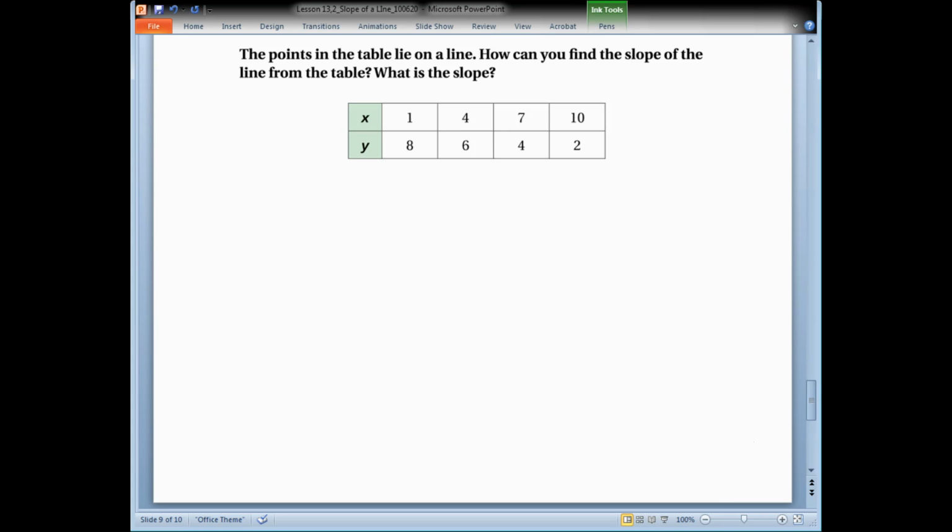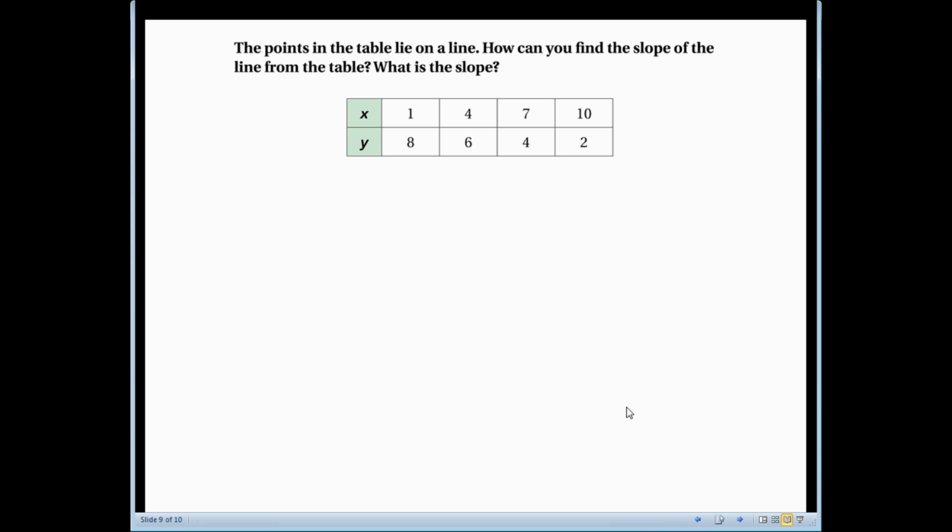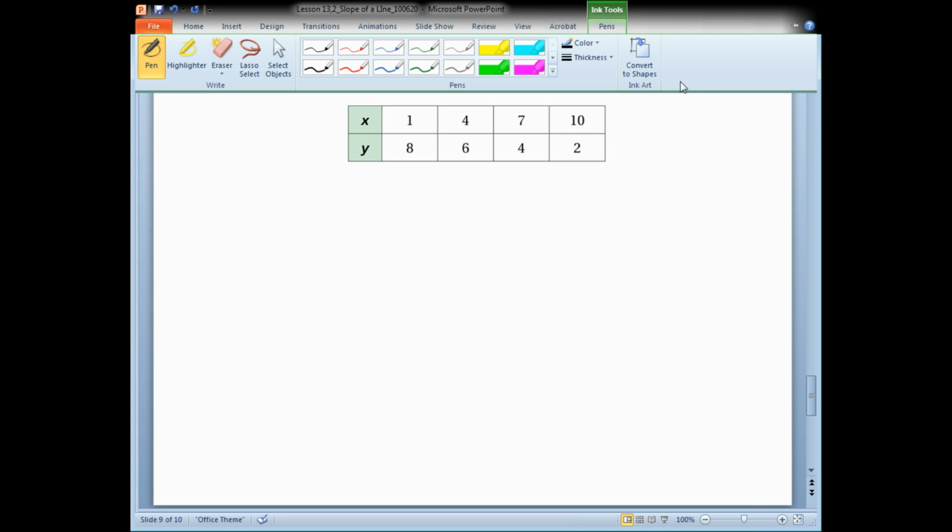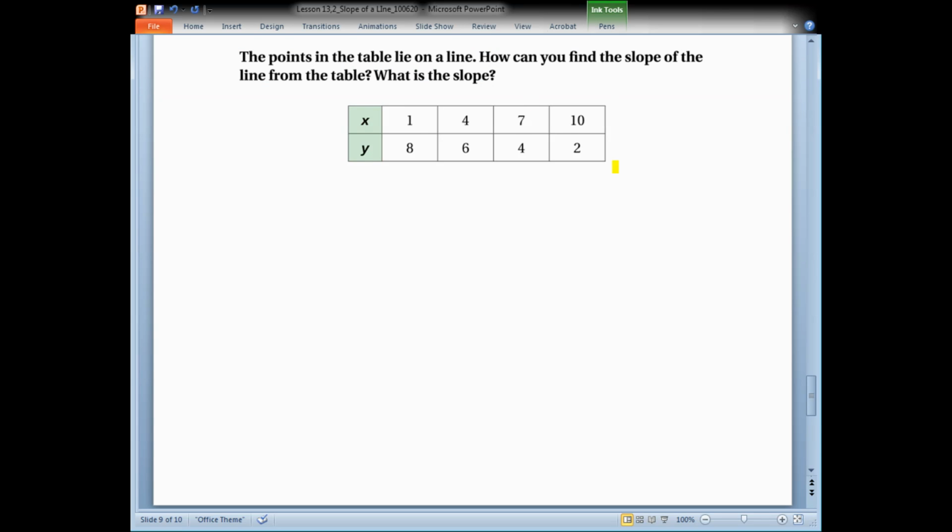And the last problem, we go to this view. The points in the table lie on a line. One of the things we can do is pick whatever points we want to use. Typically we'll just pick the first two, but you don't have to. You could have picked the first one and the last one, the first and the third, the second and third, whatever. But we'll just pick the first two.